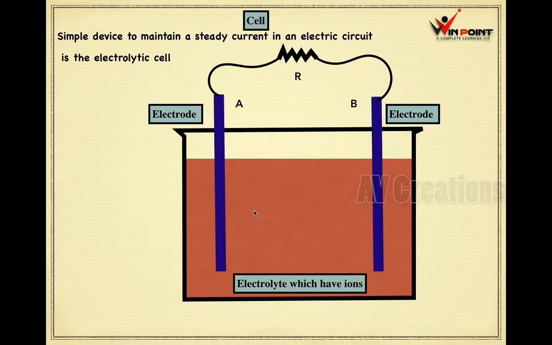Here we are assuming the electrode potential of A is more than the electrode potential of B. So there will be a current flow. Current will always flow from higher potential to lower potential. Inside the electrolyte, the direction will be B to A, and outside the electrolyte, the direction will be A to B. This is a cyclic flow. And if there is a flow inside, there will be internal resistance. This is the external resistance. Inside the electrolyte, there will be internal resistance r. So internal resistance is the resistance offered by the electrolyte in a cell.